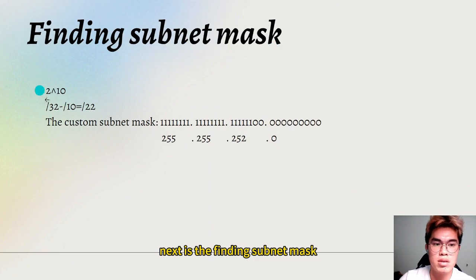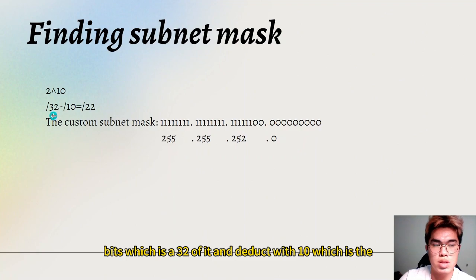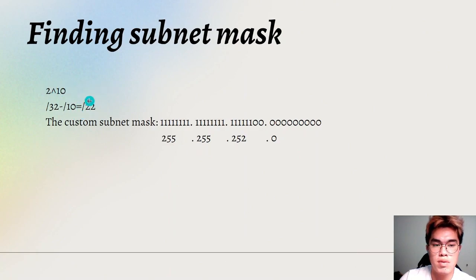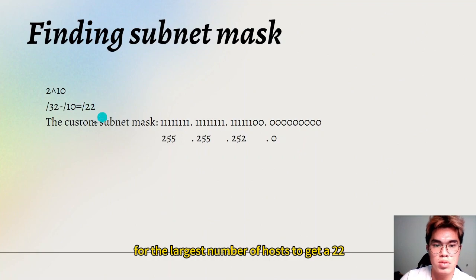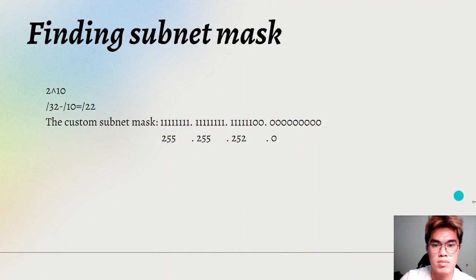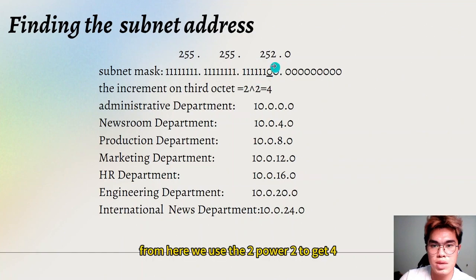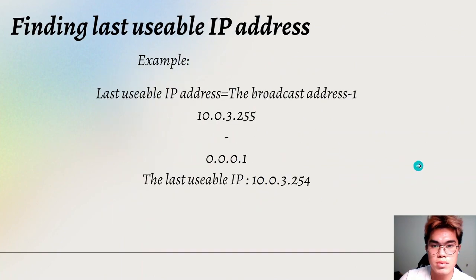Next is finding the subnet mask. We use the total bits, which is 32, and deduct 10, which is the number of host bits able to cover the largest number of hosts, to get 22, and then convert it into binary to get this. To find the subnet address, we look at the third octet of it. From here, we use 2 to the power of 2 to get 4. So the range of increment of it will be this.